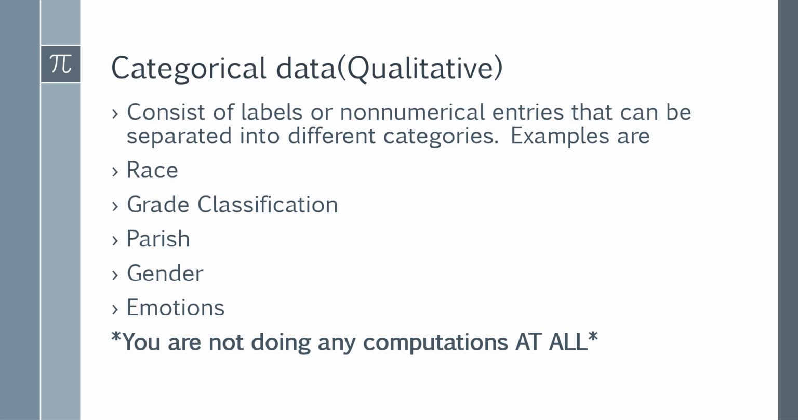All right, categorical data, qualitative. It consists of labels or non-numerical entries that can be separated into different categories. And you guys know this by race, grade, classification, parish, gender, emotions. And you're not doing any computation at all. But when we analyze the data, we will.